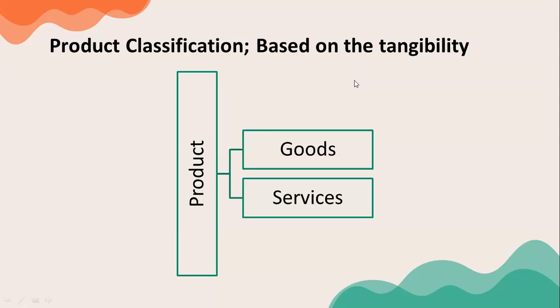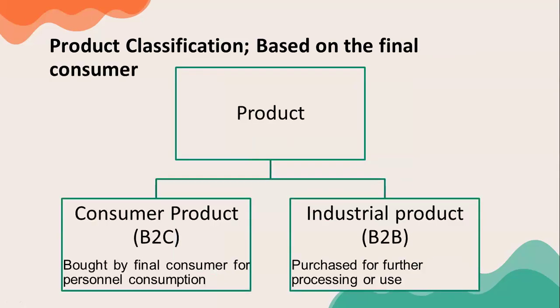So the final consumer is a personal consumer who purchases the product for personal consumption. The industrial product, we call it B2B, business to business. What is the difference here is the final consumer is an organization.